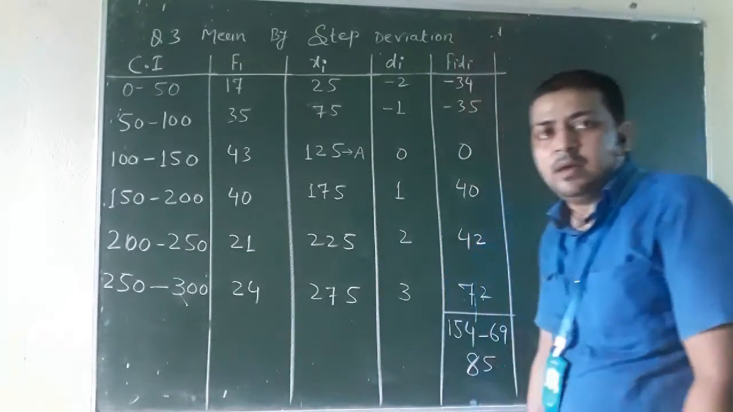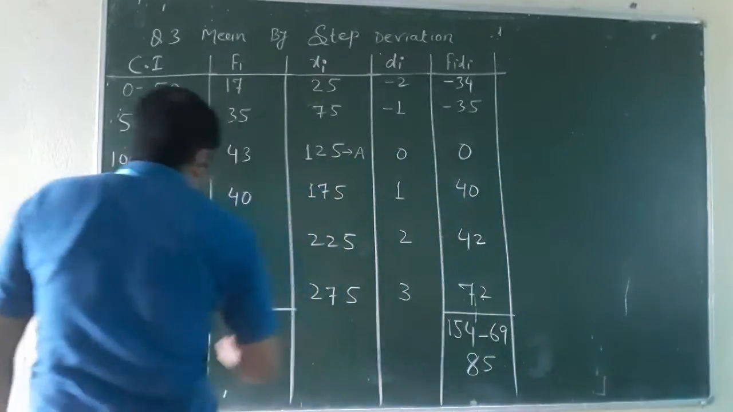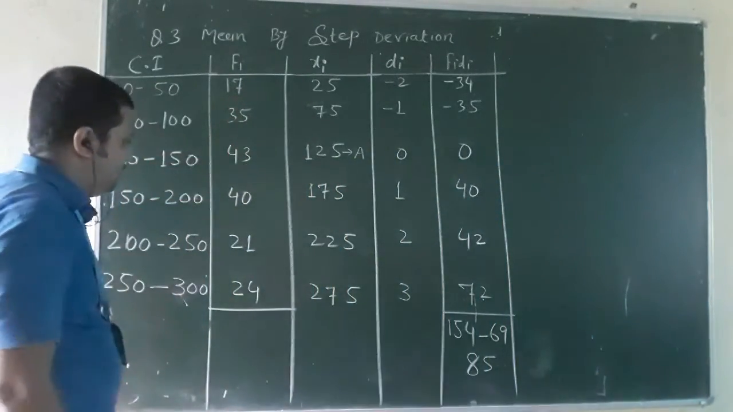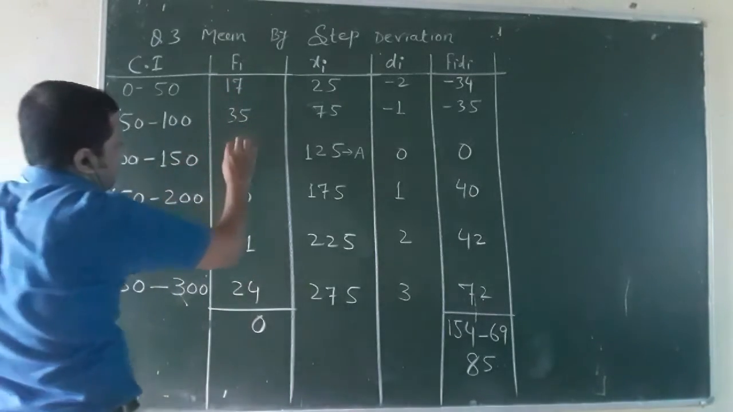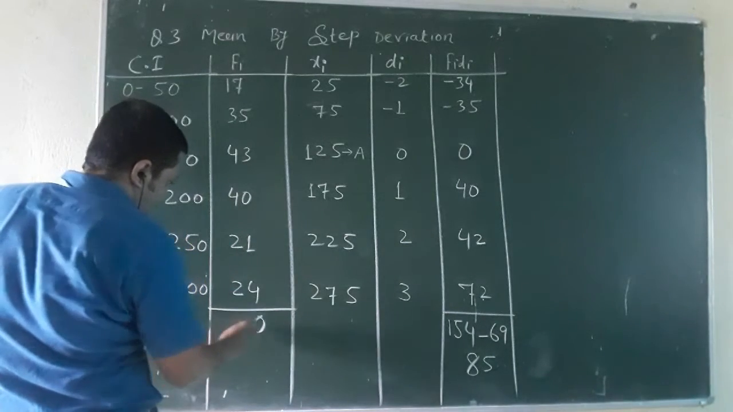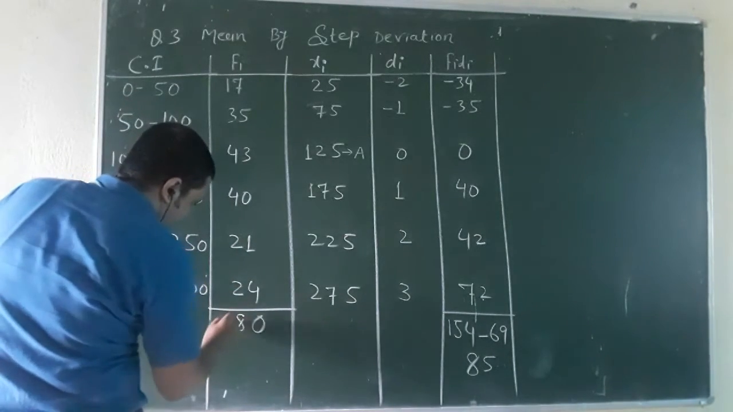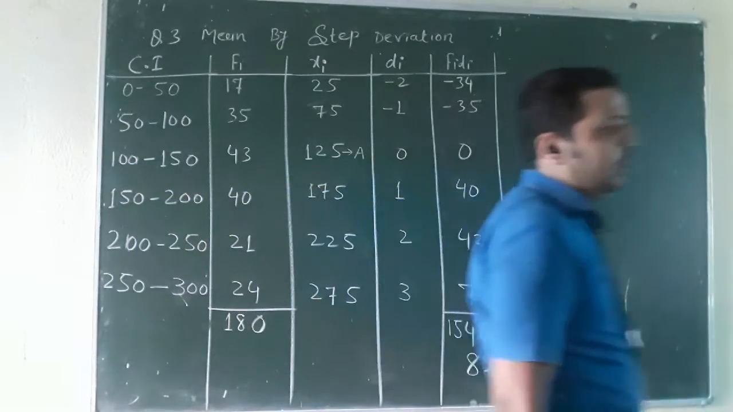It will be 85. So after this one you have to add all the frequencies, that is 0, 4, 4, 4, 4, 4, 4, 8, 8, 4, 12, 12, 4, 16. This is the total of fi, that will be 180.